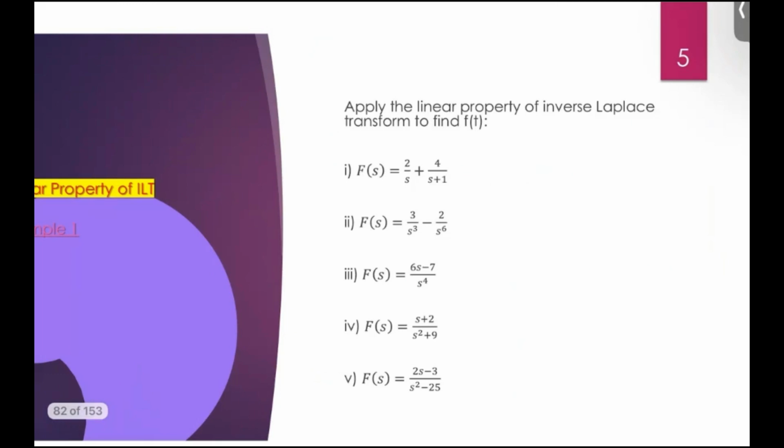And then let's see this problem. Apply the linear property of inverse Laplace transform to find f(t). So we want to find f(t). We are given F(s), which is a Laplace transform. You have a function in s, so we want to transform this into f(t). So you need to apply all these properties. First, we have the linear property. F(s) equal to 2 over s plus 4 over s plus 1.